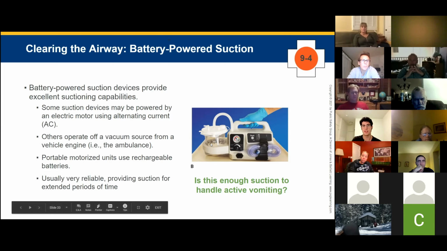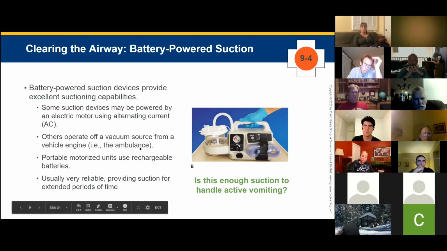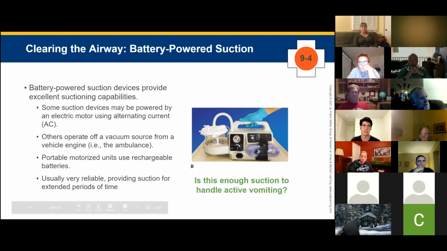So that is where gravity comes in, and that's your most important tool. You just need that recovery position, like we mentioned earlier. We'll get to that as well. That's going to be your best friend. But this does work pretty well. I mean, if you have a decent amount of secretions, this is pretty powerful suction. It works relatively well.